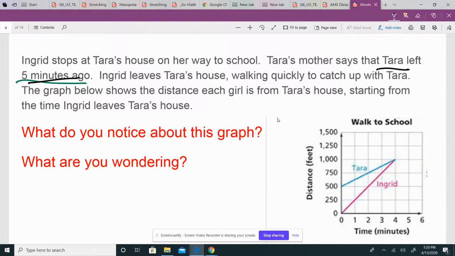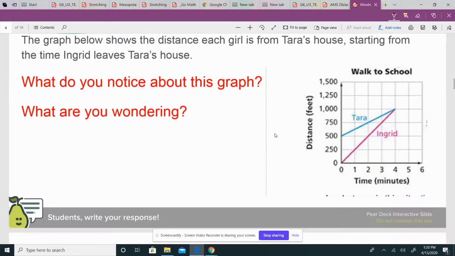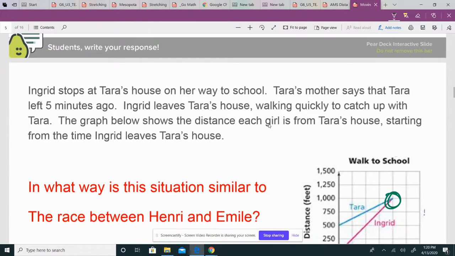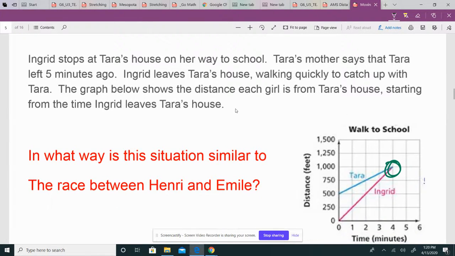So whatever you typed down and put down, hopefully you were thinking about the things that we've been uncovering, like walking rates and speed, and maybe even looking at the point of intersection, all of those sorts of things. Okay. All right, so Ingrid stops at Tara's house on her way to school. Tara's mother says, Tara left 5 minutes ago. Ingrid leaves Tara's house. Okay, we have the same scenario.